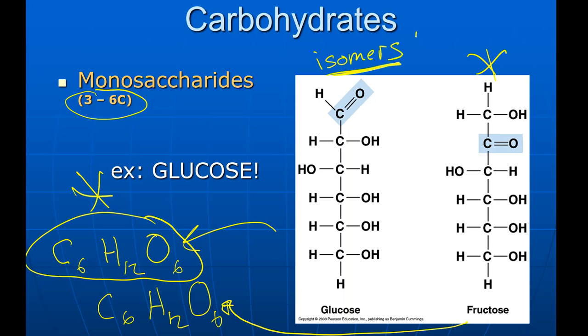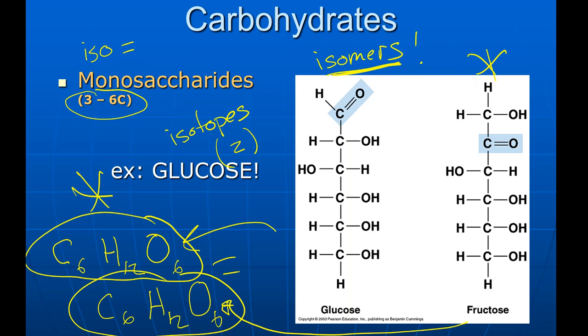Well, if you are, you are correct. Iso, by the way, always means the same or equal. Back in chapter 2, we talked about isotopes. This could be a little short answer on a quiz. Isotopes are 2 atoms that have equal what? Equal atomic number, but different atomic masses. And isomers have equal formulas. They're both C6H12O6. Okay, got it?